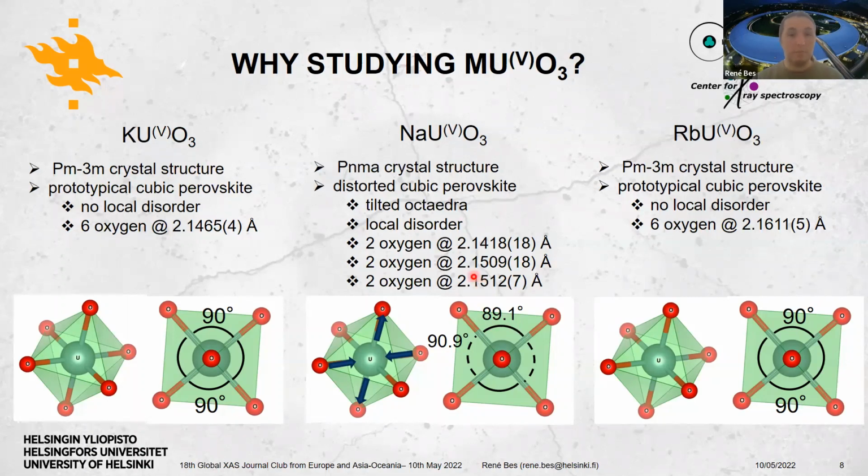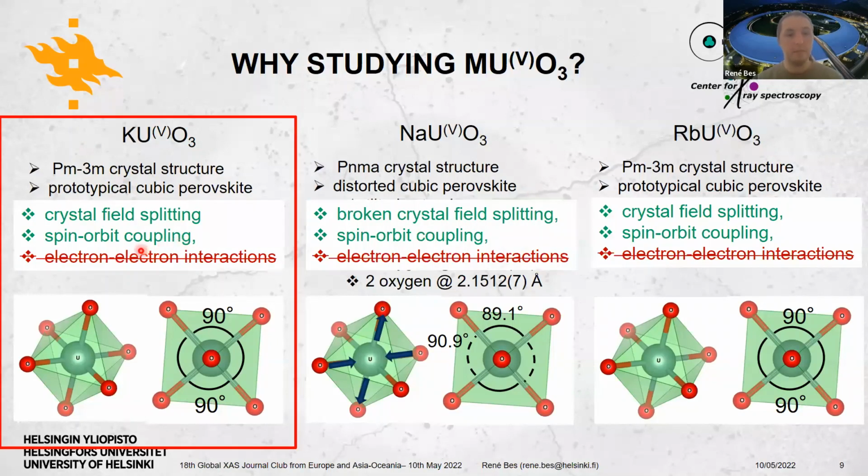So as a starting point, the best options for studying the 5f1 type of electronic structure of uranium is to go for potassium or rubidium uranate. And actually, I will focus today on the potassium uranate, for which we may expect crystal field splitting and spin-orbit coupling effects in the structure, while the same may happen on the rubidium uranate. But for sodium uranate, you will have a broken crystal field splitting, so it's a good way to see the spin-orbit coupling in more detail, actually.